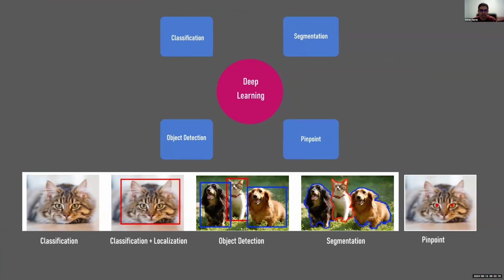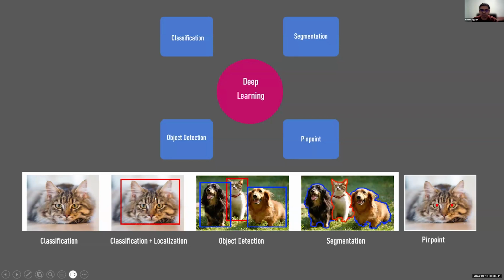This is quite a good image where I would like to explain how the AI finally works. Deep learning is based on 4 fundamental things: classification, object detection, segmentation, and pinpoint. So basically, this is the image of a cat. If I want to train a computer to identify a cat, it would classify, it would create a box around the face of the cat.